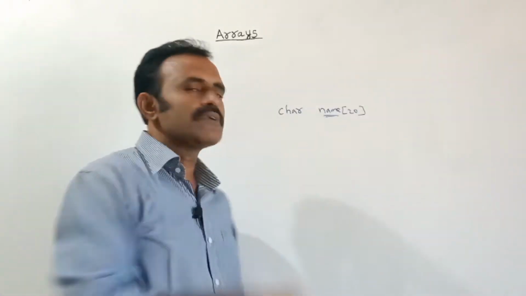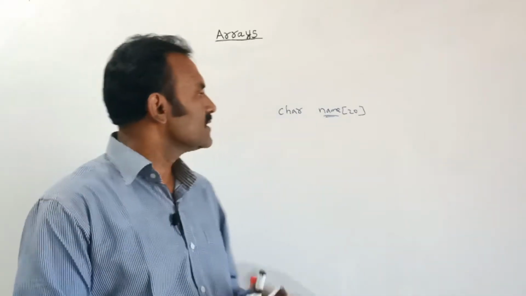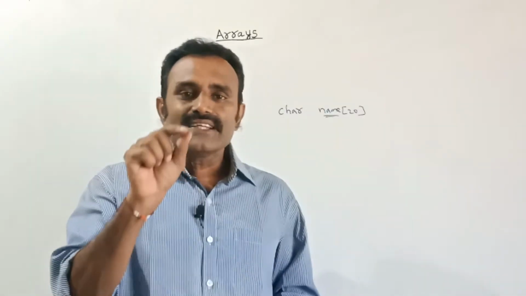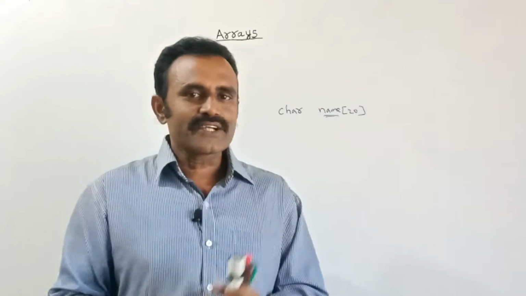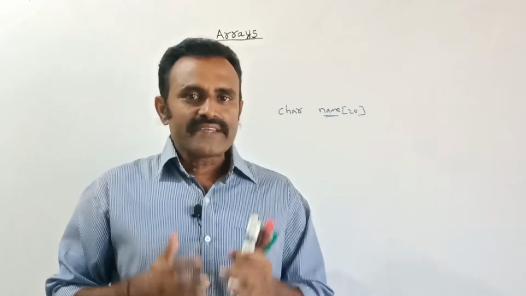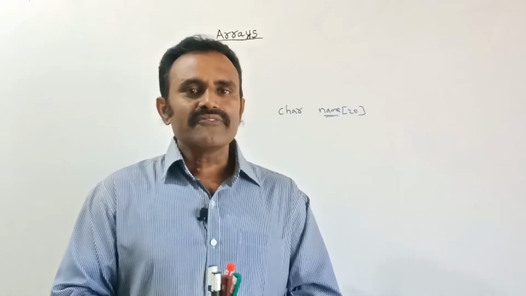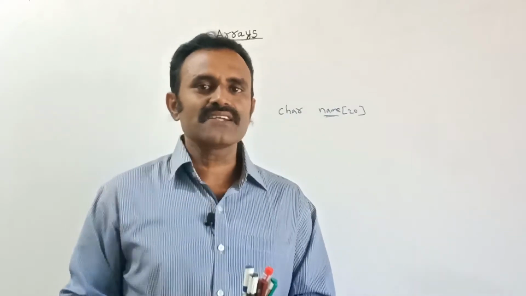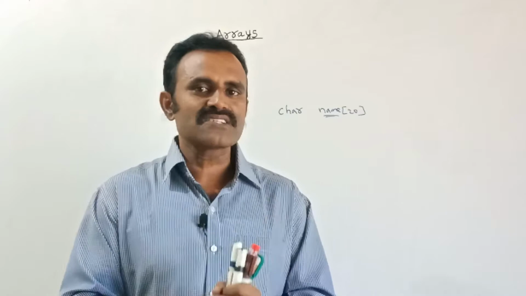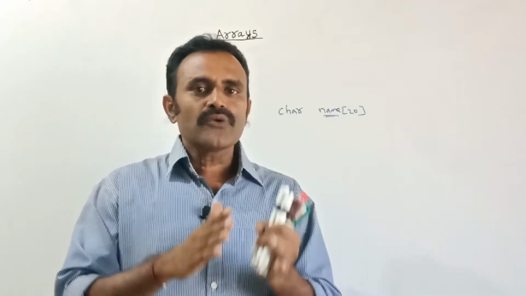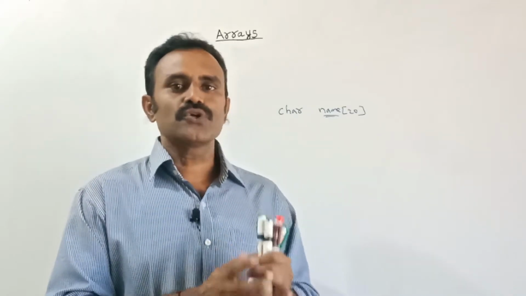This is the single-dimensional array. Here we are using only a single dimension, and we can store a single string only. Suppose we need to store more than one string in a variable, then we should use the two-dimensional character array. With the help of the two-dimensional character array, more than one string can be stored in a variable.